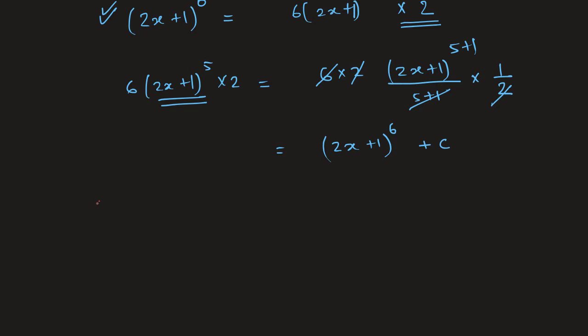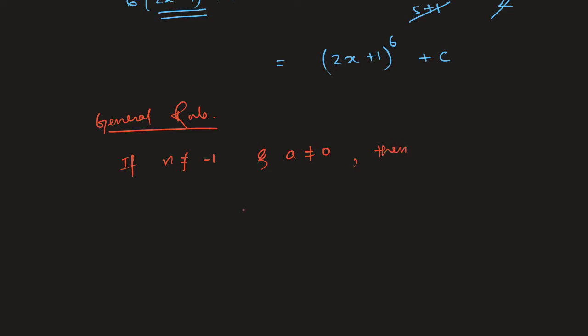If you want to generalize this rule, so what we can say, if n is not equal to -1, first condition, and a is not equal to 0, then if we are integrating a linear function, that is (ax + b) to the power n, integration of this with respect to dx would be (ax + b) to the power n plus 1 whole divided by n plus 1. Now remember what we used to do in differentiation using the chain rule.